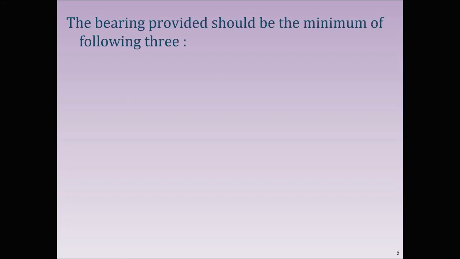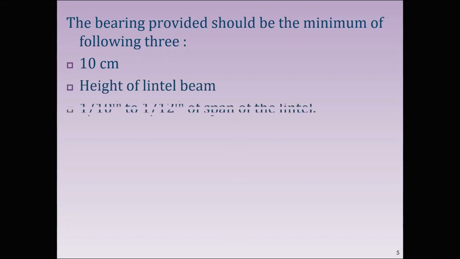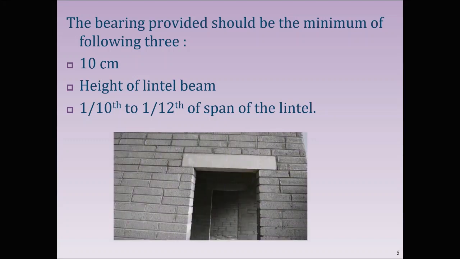Now this bearing, or the amount of embedment in the masonry, should be the minimum of the following three. This is another criterion. Minimum of these three: 10 cm, or height of lintel beam, or 1/10 to 1/12 of the span of the lintel. This is another diagram showing the bearing of lintel. This is an RC lintel which has a bearing inside the masonry.